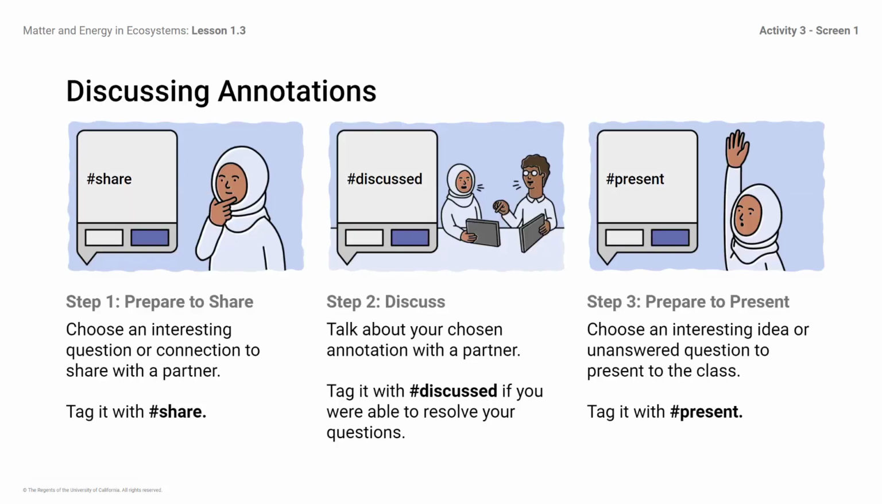Step 1, prepare to share. Choose an interesting question or connection to share with a partner and tag it with hashtag share. Step 2, discuss. Talk about your chosen annotation with a partner. Tag it with hashtag discussed if you were able to resolve your questions.